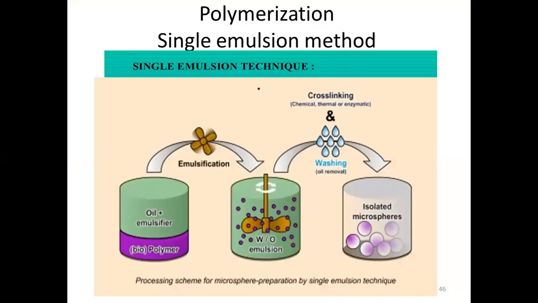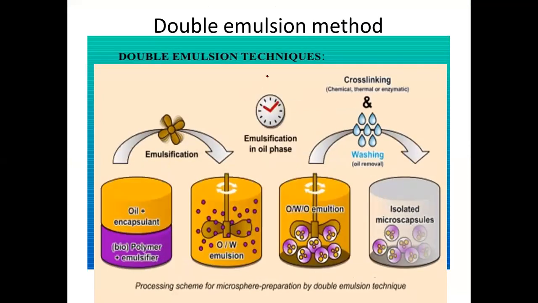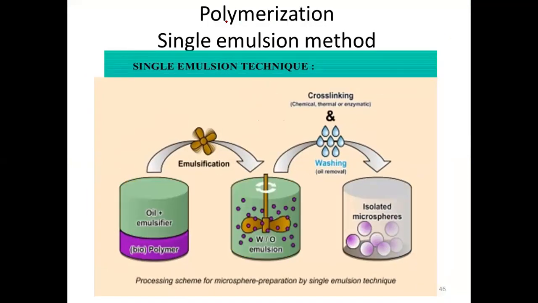So here we can see the single emulsion technique and the multi or double emulsion techniques that we can use for the polymerization purpose. In the single emulsion technique, we can see here oil plus emulsifier along with biocompatible, biodegradable polymers. Here we are forming the O/W emulsions, and after that cross-linking will be carried out by a specific cross-linking agent, by chemical or thermal or enzymatic reaction, and washing to remove the oil. Washing is provided, and we can isolate the microspheres separately. This is called the single emulsion technique.